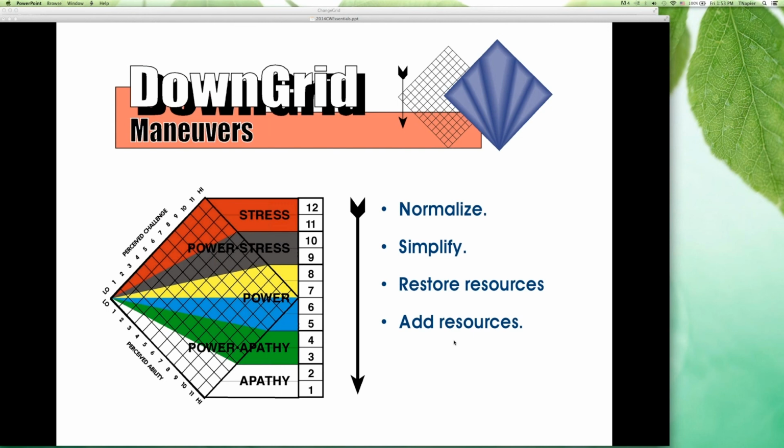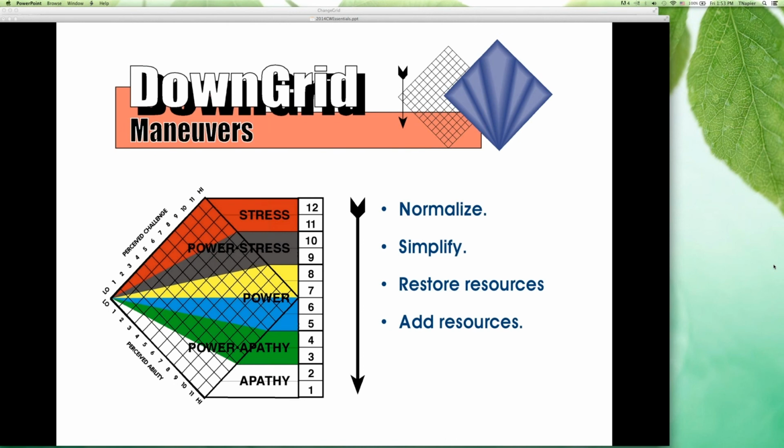Where could they end up? If I keep on doing downgrade maneuvers, where are they going to end up? They're going to end up down in apathy. I overshot my destination, and now I've created a different problem. They may not be in stress anymore, so I don't have to deal with that. Unfortunately, now they're in apathy, and now I've got to deal with that.